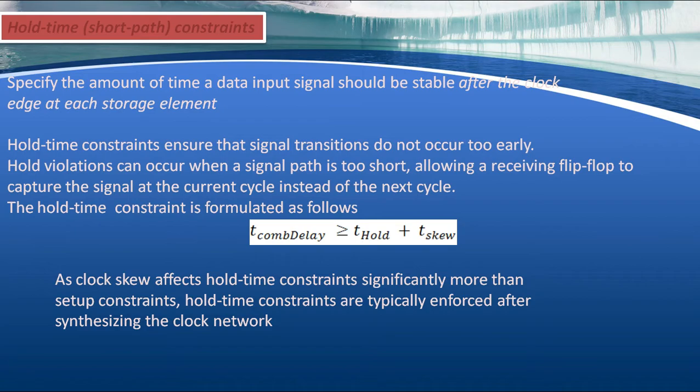During setup time, I am going to hold time constraint to ensure the signal transitions do not occur too early. Hold violations can occur when a signal path is too short, allowing a receiving flip-flop to capture the signal at the current cycle instead of the next cycle. The hold time constraint is formulated as T comb delay must be greater than or equal to T hold or T skew. As clock skew affects the hold time constraint significantly more than the setup constraint, hold time constraints are typically enforced after synthesizing a clock network.